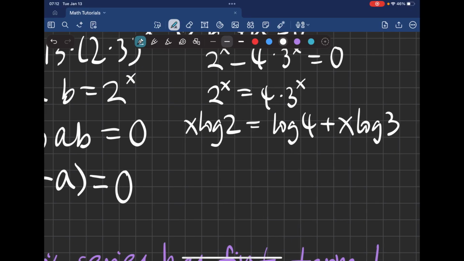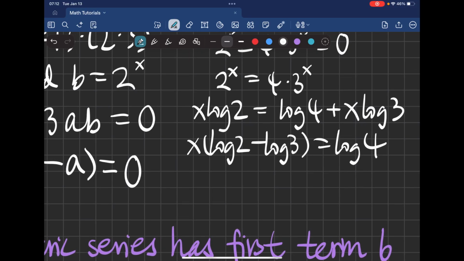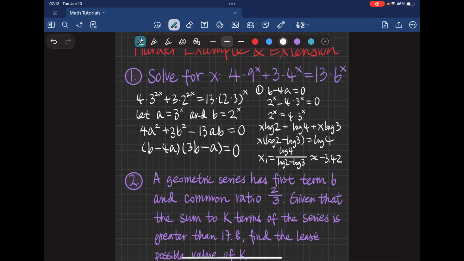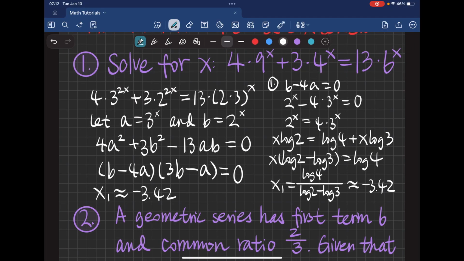Then x equals log 2 minus log 3, and that is log 4 on the right side. Then x1 is just log 4 over log 2 minus log 3, and that is just roughly negative 3.42. I will write it here and then erase it so we can write the other part, the other possible situation.